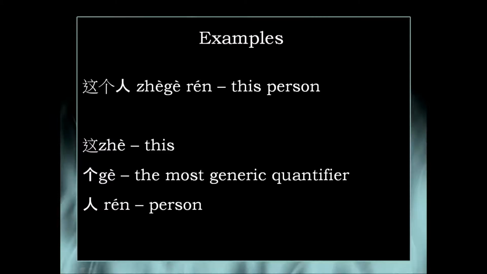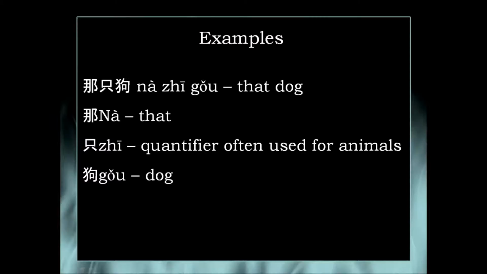The first one is 这个人. 这 or 这, both are the same, means this. 个 is the most generic quantifier mentioned just a few slides ago. 人 means person. So when you want to say this person, you have to say 这个人. Here are some others. 那只狗. 狗 means dog. 只 is the quantifier most often used for animals. And 那 again means that.